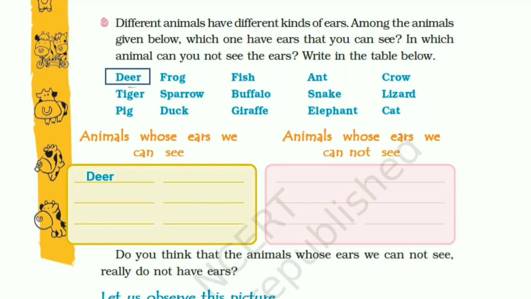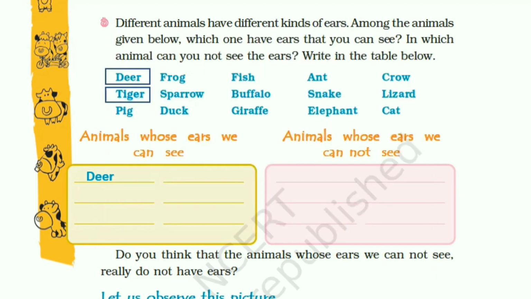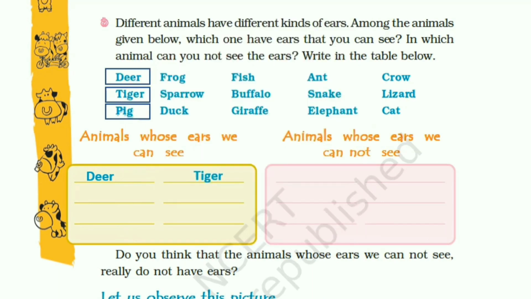Similarly, tiger. Here is the picture of the tiger. And we can see the ears. So it goes to table number, where? Table number 1. Similarly, the next is pig. Here is the picture. We can see the ears, and it also goes to table number 1.